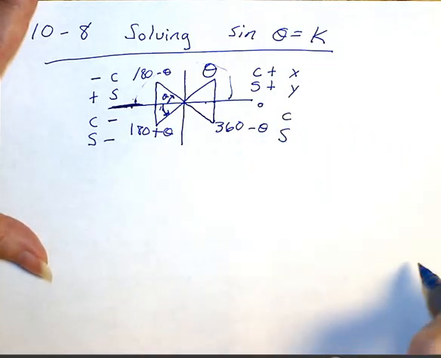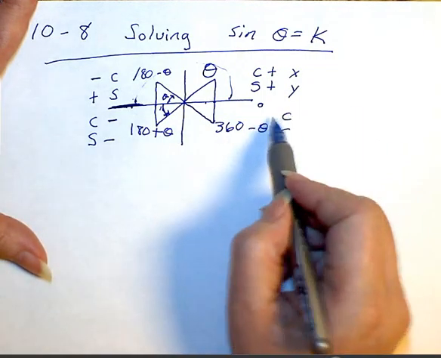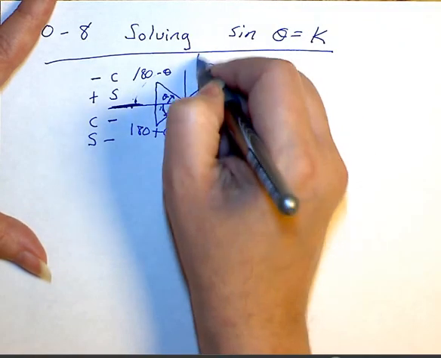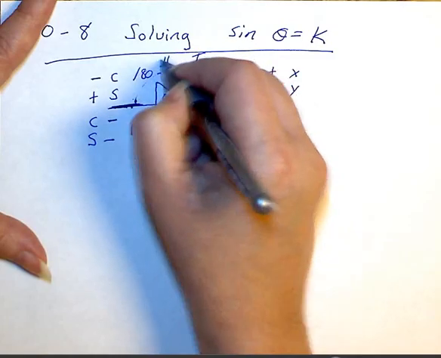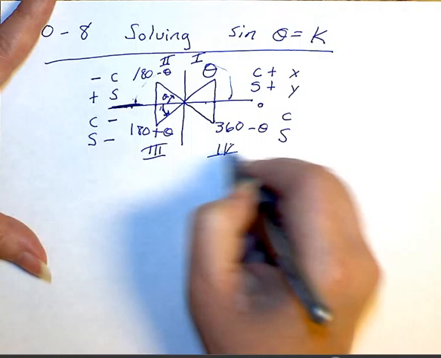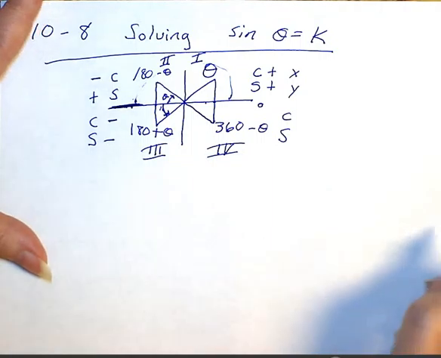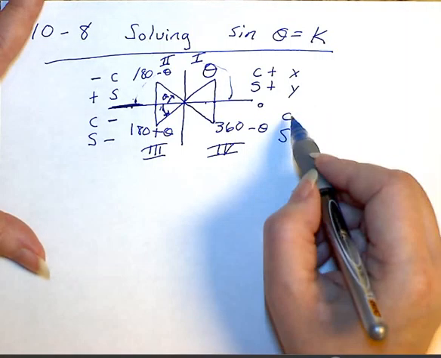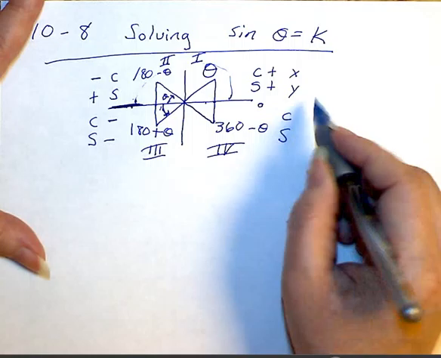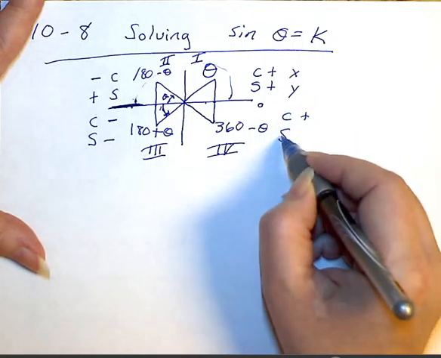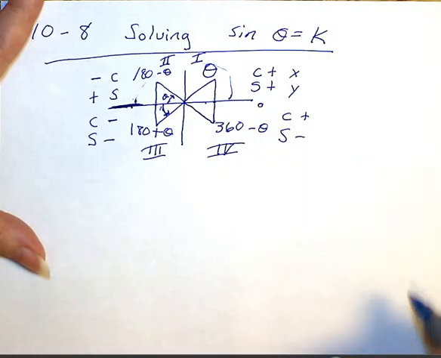Take a second and think about what your cosine and sine are in your fourth quadrant. Remember this is the first quadrant, second, third, and this is fourth. Most of today should be review, but it's just a little extra. So cosine is positive, and sine is negative.